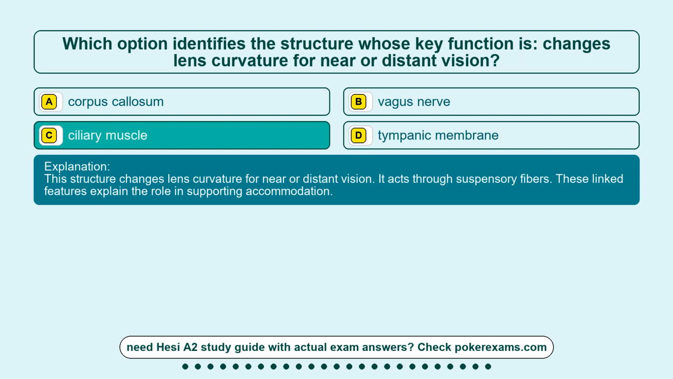This structure changes lens curvature for near or distant vision. It acts through suspensory fibers. These linked features explain the role in supporting accommodation.